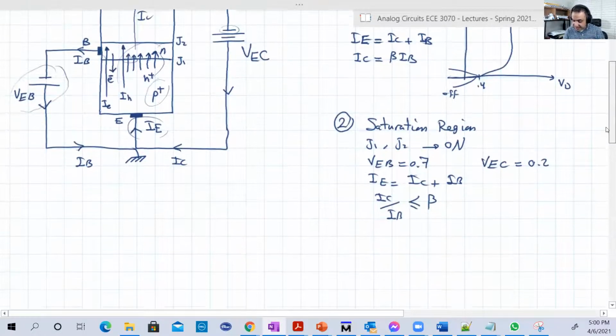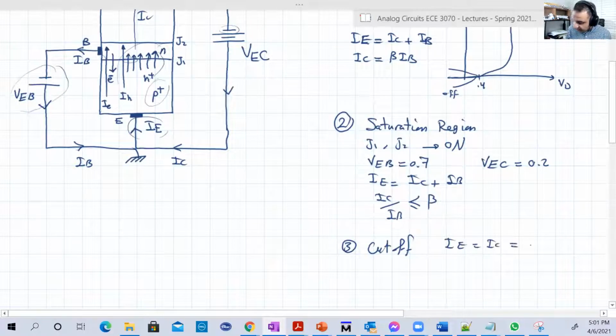That's basically the second region. The last region is the cutoff. Basically, everything is zero: IE equals IC equals IB equals 0. Why? Because both junctions are off, so J1 and J2 are off.